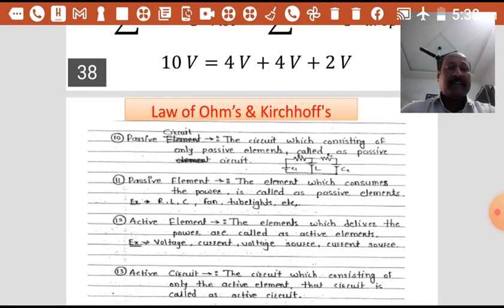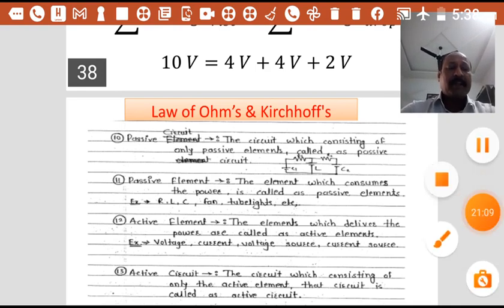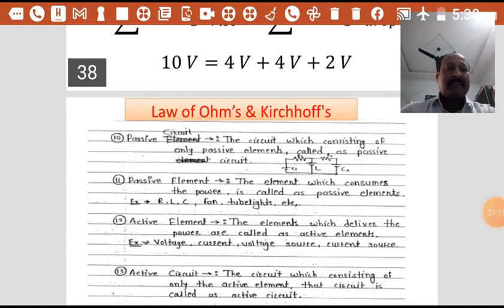So what is the active circuit? The circuit which consists of only active elements. The circuit which consists of only active elements, such a circuit is called an active circuit. So which are the active elements? Voltage source, current source, or voltage and current sources.